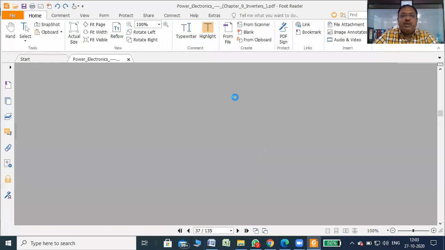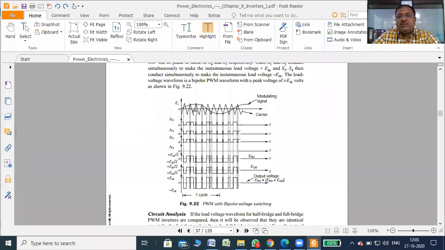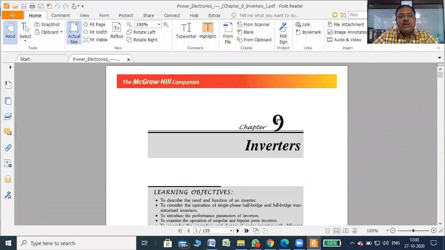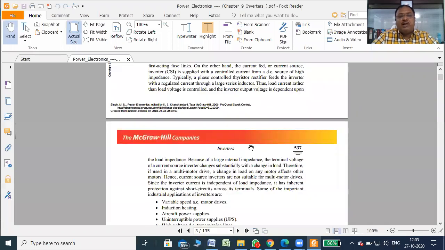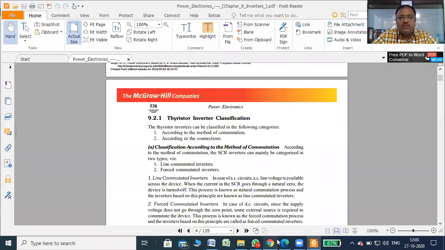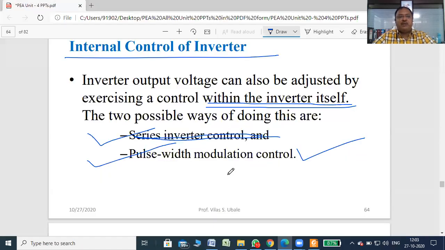From this particular unit, you can read in detail whatever syllabus is given. That syllabus is already at the start of this unit. So in chapter number 9 of Khanchandani and MD Singh, that is the inverter, which is a part of our 6th unit. So I'll share this unit, this particular PDF of a book, as well as the PPTs.